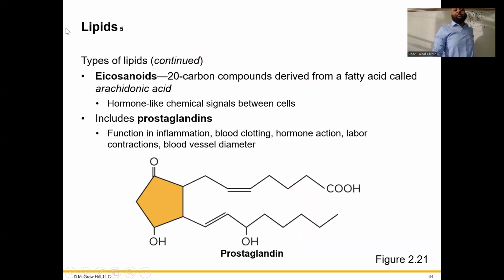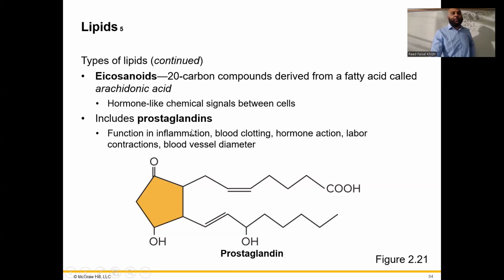So lipids. There are different types of lipids like eicosanoids. Eicosanoids are 20 carbon compounds derived from a fatty acid called arachidonic acid. These are hormone-like chemical signals between the cells. And that includes prostaglandins. So prostaglandins function in inflammation, blood clotting, hormone action, labor contractions, and blood vessel diameter. So prostaglandins are a part of the eicosanoids.